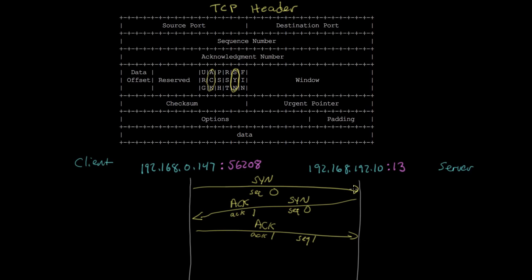And so at this point, with these 3 packets back and forth, the connection is established. And once the connection is established, both sides can go ahead and send data back and forth.